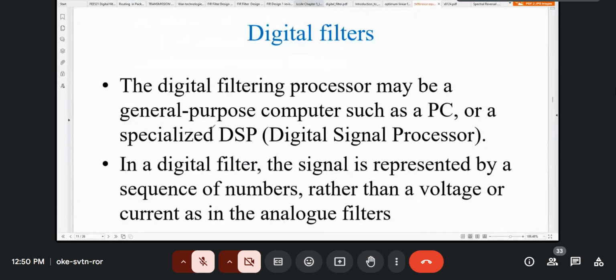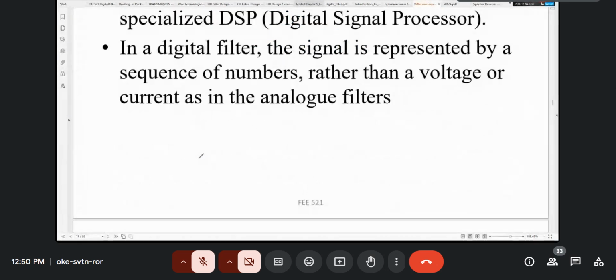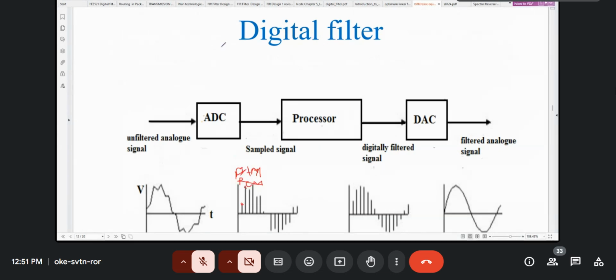So digital filtering could be done on a general purpose computer, such as a PC, or it may be simply a specialized DSP or digital signal processor. In digital filters, the signal is represented by a sequence of numbers. And those numbers will simply be referring to the value of the sample, the particular amplitude of that sample at that particular time. But still remember that the transmission is digital, but when you come to digital filtering, you'll be looking at the value of that sample. So that is a digital filter.